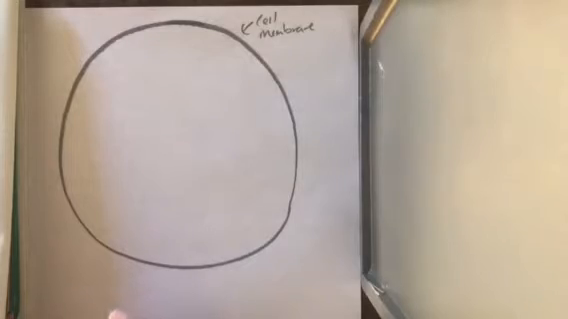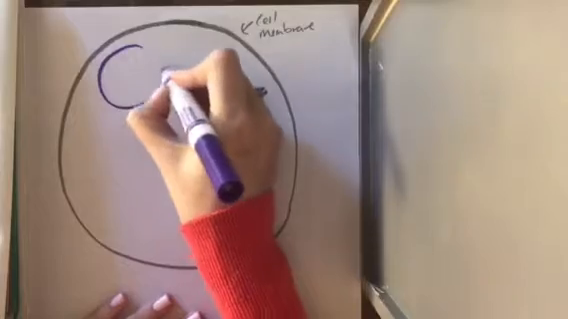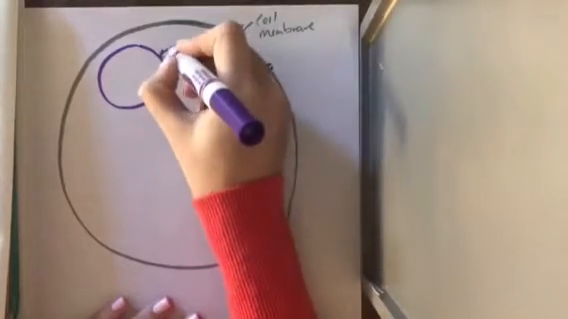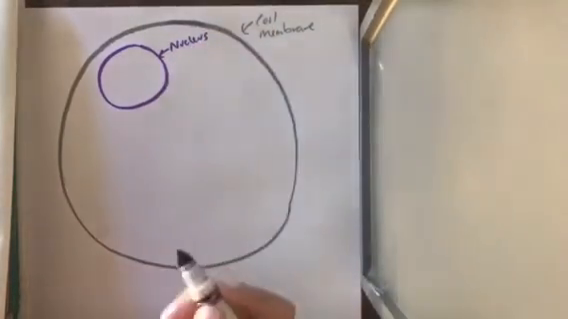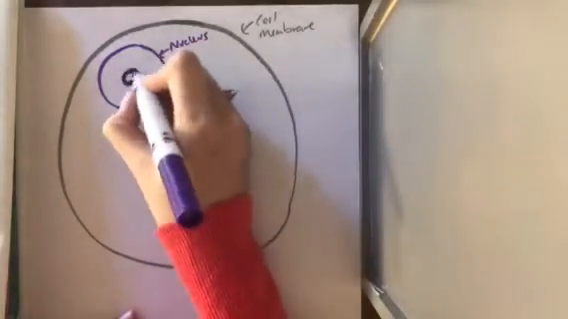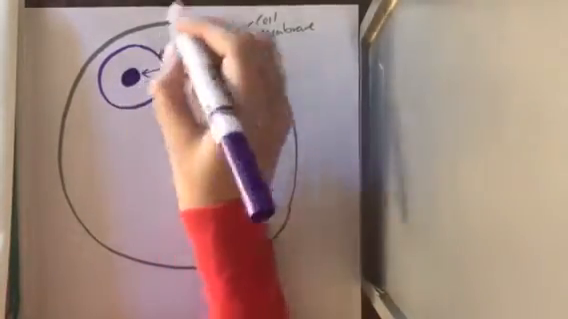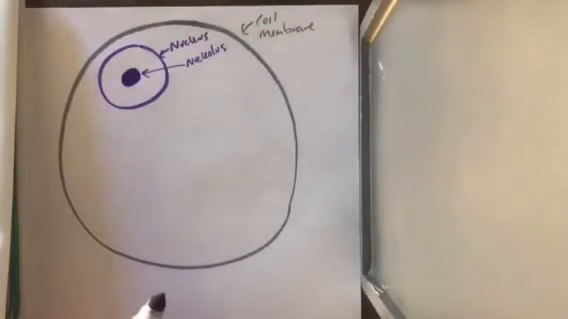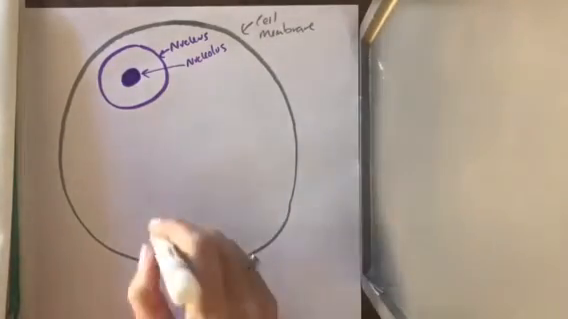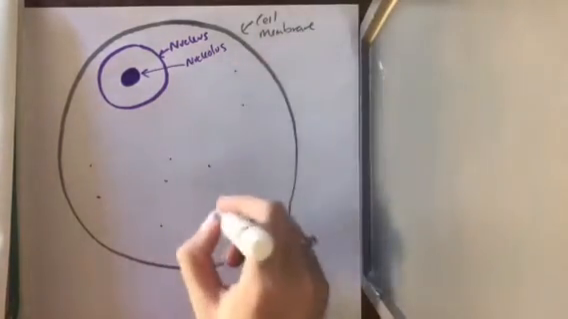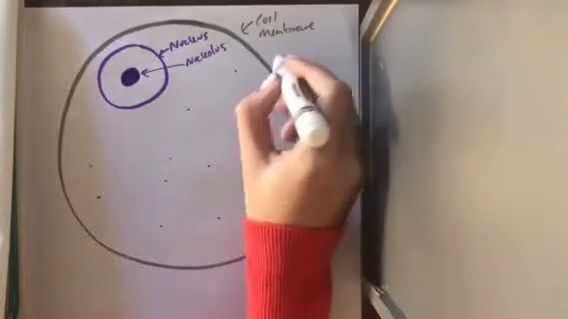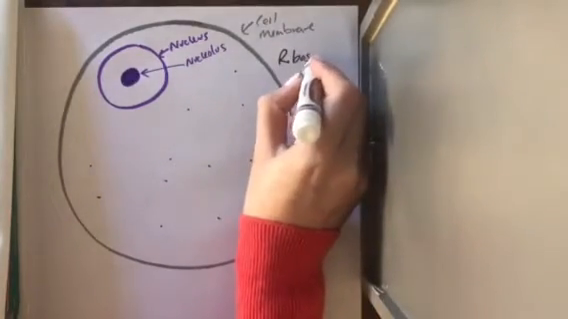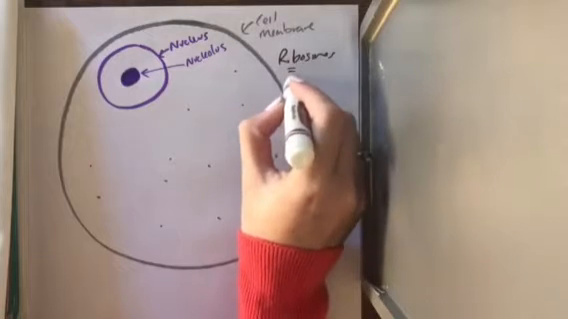Alright, in addition, there is a nucleus, just like in the plant cell. On the inside of the nucleus is the nucleolus. Remember, the nucleolus is going to produce ribosomes. Ribosomes are our little dots, and these ribosomes, they make proteins.